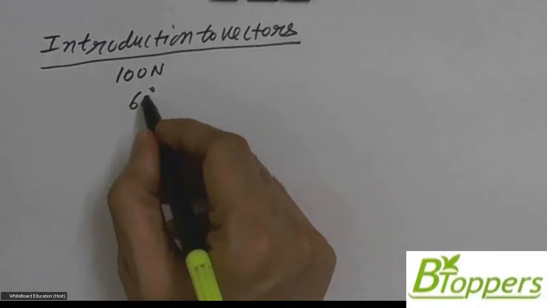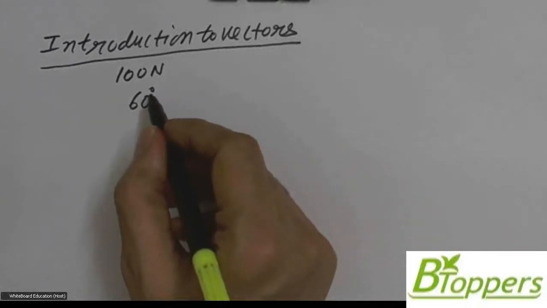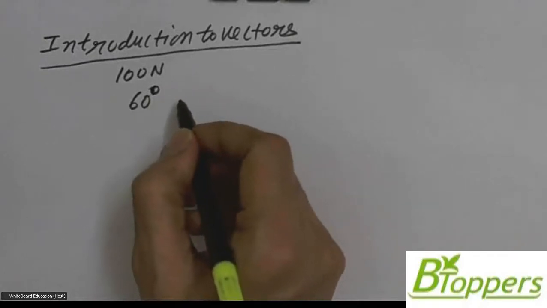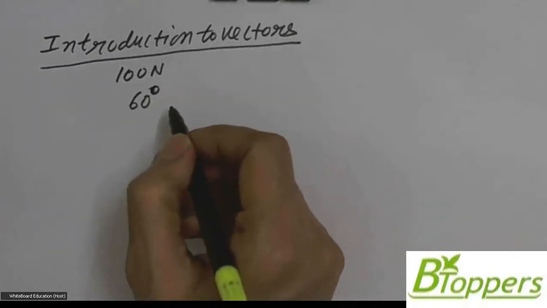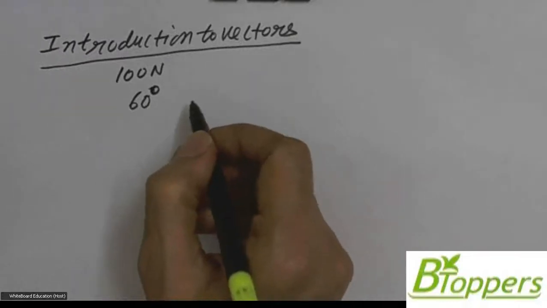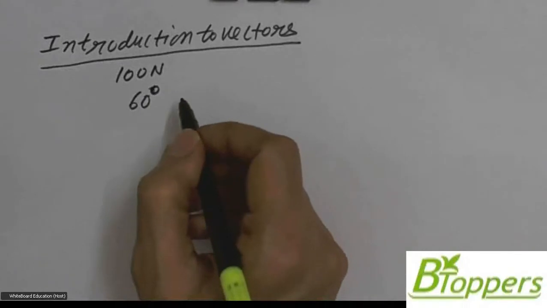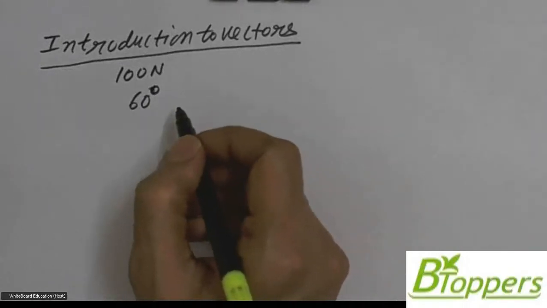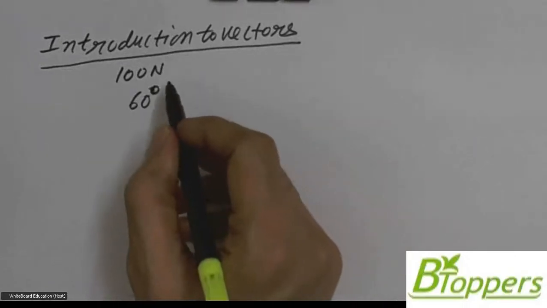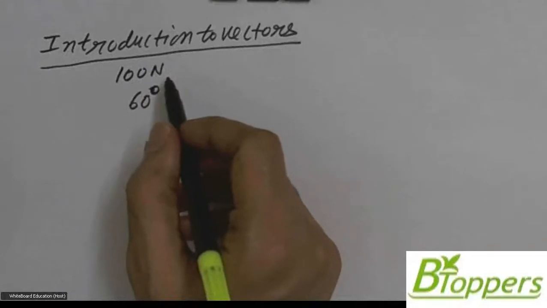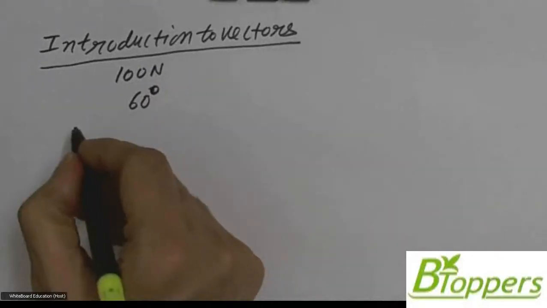we choose a convenient scale. That means the same way as you choose a scale for drawing graphs. Some of you might have drawn simple graphs at school level. You choose scale on x-axis 1 centimeter equals so many units, scale on y-axis 1 centimeter equals so many units, like that. Similarly, you can choose a convenient scale to represent the magnitude of the force. For example, if you want to represent a force of magnitude 100 Newton, we can choose a convenient scale this way.